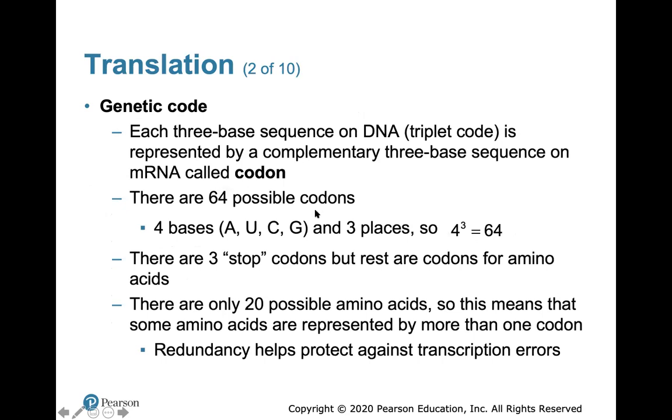And there are 64 possible codons, 4 bases. We get a total of 4 cubed arrangements here, or 64 different codons. There are 3 stop codons, which will tell the process to stop, but the rest of the codons are all for different amino acids. There are only 20 possible amino acids, so that just means that some of the amino acids are represented by more than one codon, and redundancy will help protect against a transcription error.